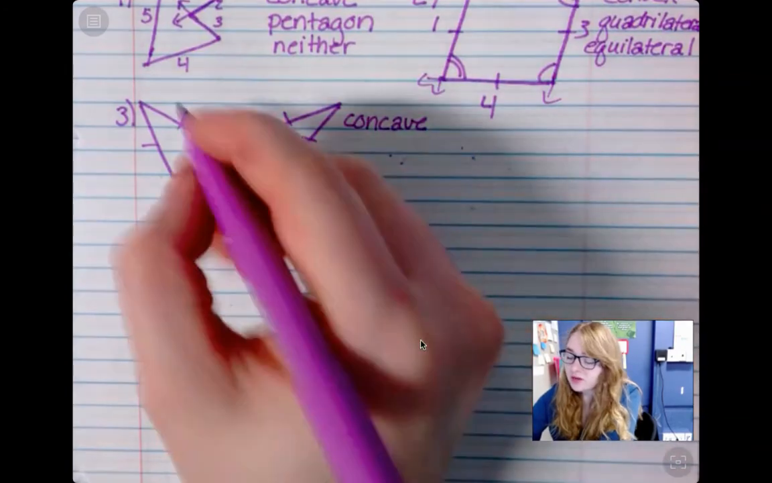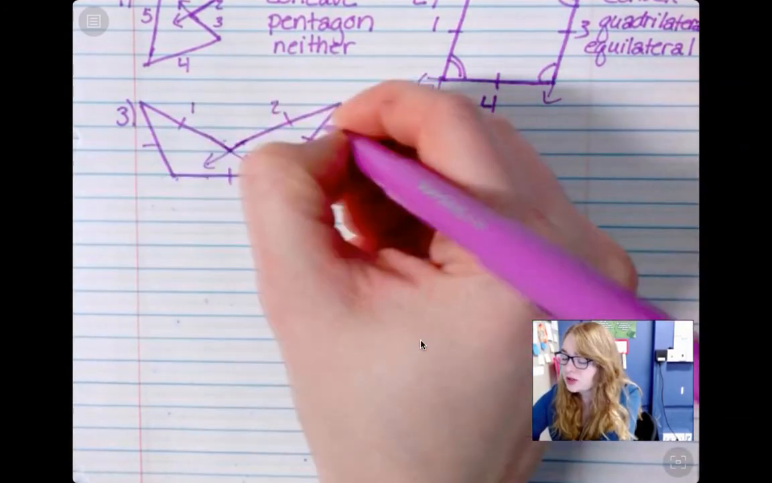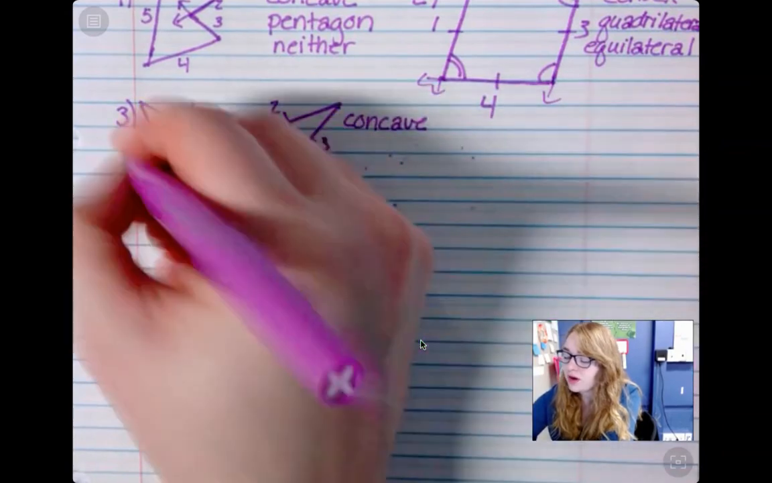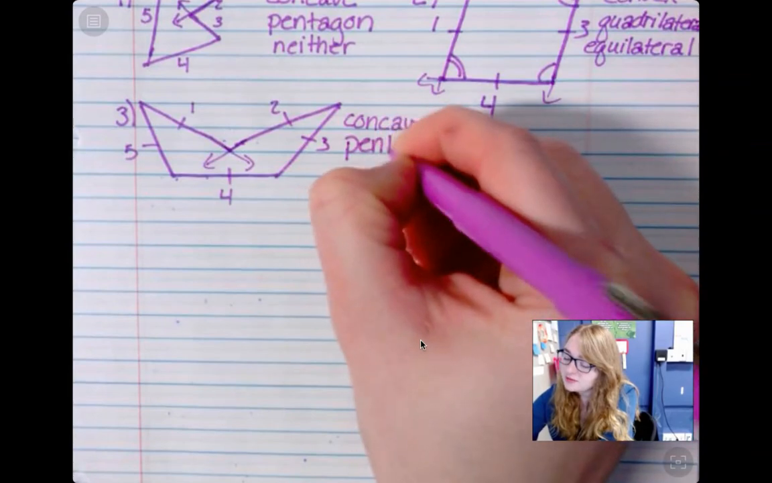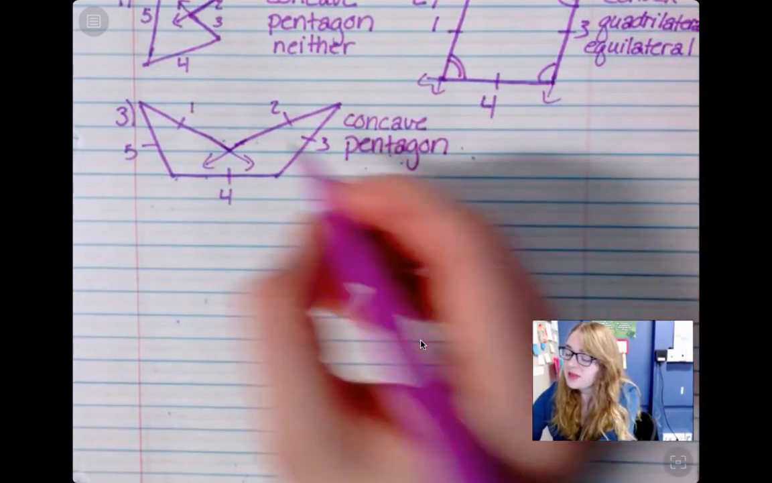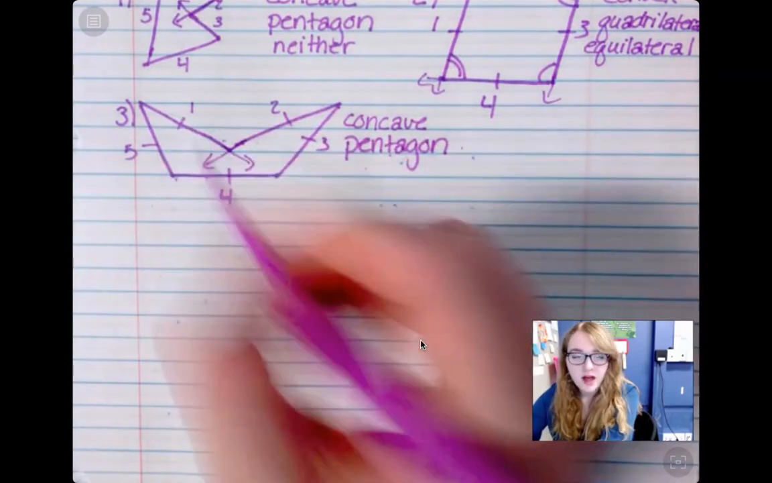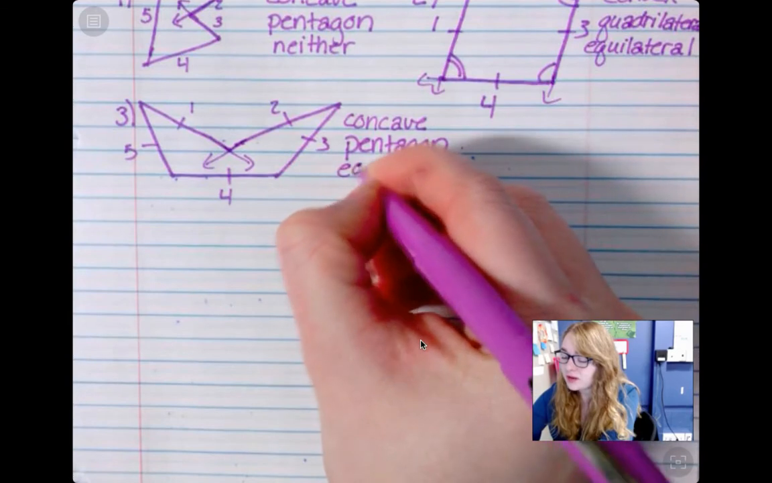Next, we have to count the number of sides and then figure out what that classification is. So we have 1, 2, 3, 4, 5 sides. So this is a pentagon. And then we can see that each of the 5 sides has a tick mark, which means it is an equilateral shape.